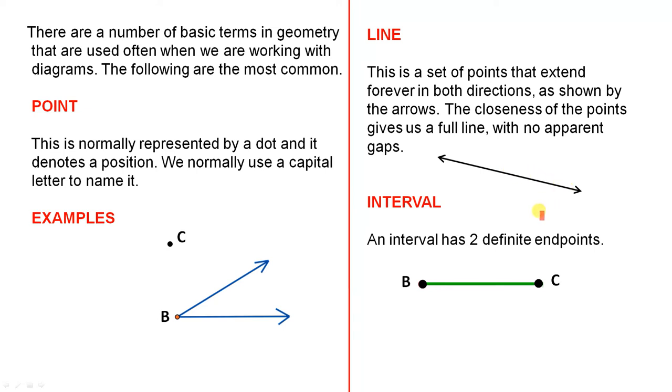Now the interval. An interval has two definite endpoints. So this is the idea of the point that we saw earlier. So there's a point here, for example, denoted by the letter B, and a point here denoted by the letter C. You join those two, and here we have what we call an interval. So there's no continuation in either direction. They stop at each point.